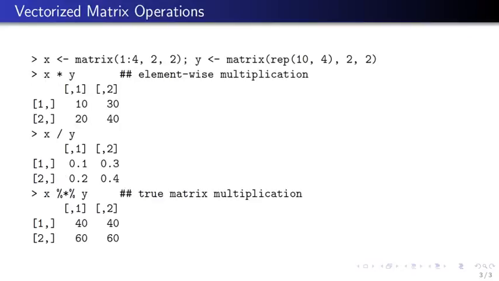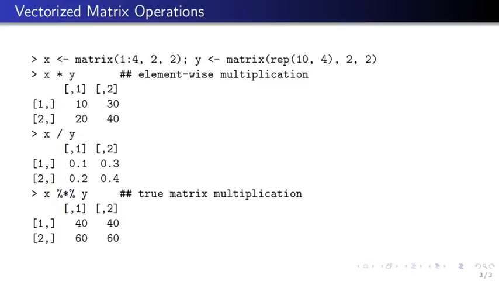Similarly, you can add, subtract, multiply and divide matrices together. It's useful to know this because there are different types of matrix multiplication. I've created two matrices here, x and y. x is the matrix 1 through 4. It's a 2 by 2 matrix, and y is a matrix that's all tens. It's also a 2 by 2 matrix.